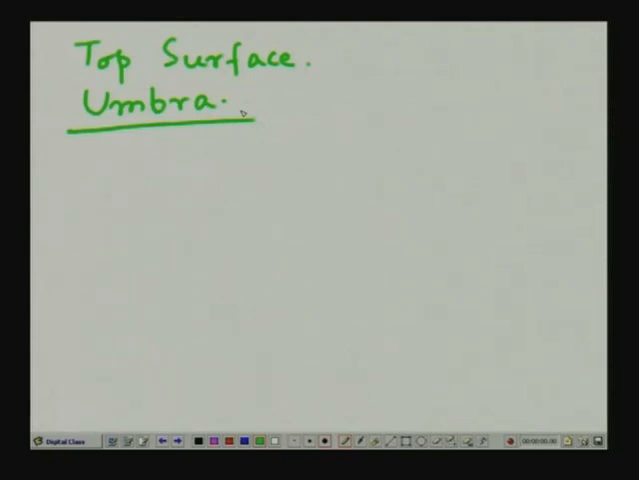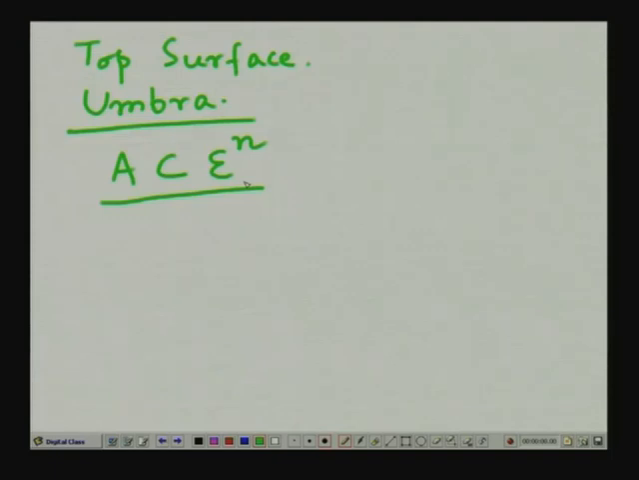Now, what is this top surface? We have said that we are assuming a point set A which is in n-dimensional Euclidean space. And we have said that the first n minus 1 components represent the spatial domain, and the last component, that is the nth component, represents the value of the function at a point in the space.